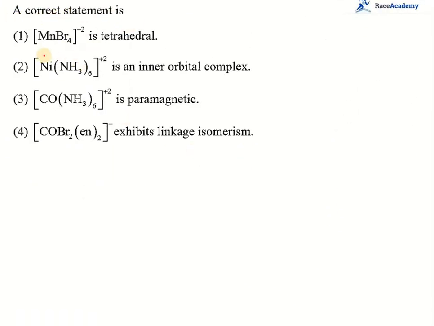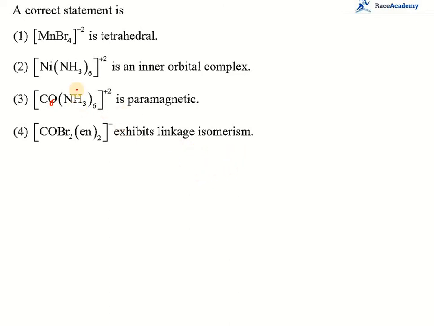The correct statement, 4 options given. MnBr4 2 minus is tetrahedral. Ni(NH3)6 2 plus is an outer orbital complex. And cobalt, this is Co, small o. Cobalt complex is paramagnetic. And the last one, CoBr2(en) (ethylene diamine), exhibits ionization linkage isomerism.